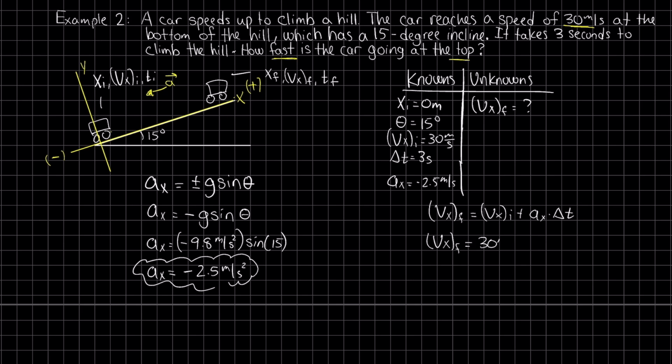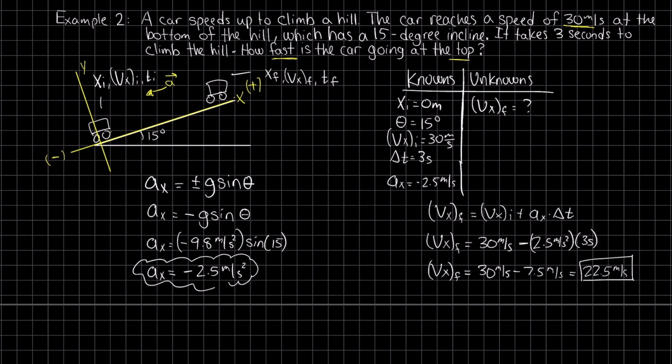My initial velocity is 30 meters per second. I'm adding my acceleration, but my acceleration is negative, so it's going to be minus 2.5 meters per second squared multiplied by this time interval of 3 seconds. So I'm going to get 30 minus 7.5 and that's going to give me 22.5 meters per second. That is going to be the final velocity at which this car is traveling at the top of the hill.